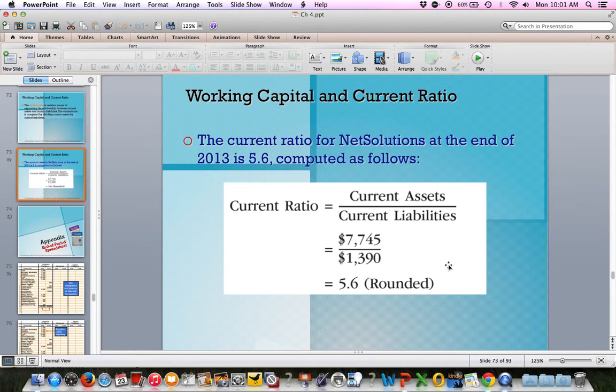Net Solutions is a brand new company, so we can't do that. Let's just project that out a couple more years. The company should look at what its current ratio has been over the years, and there are other ratios we can compare to. Also, you want to compare yourself to your key competitors and to industry averages. Those are all good things to compare a ratio to.